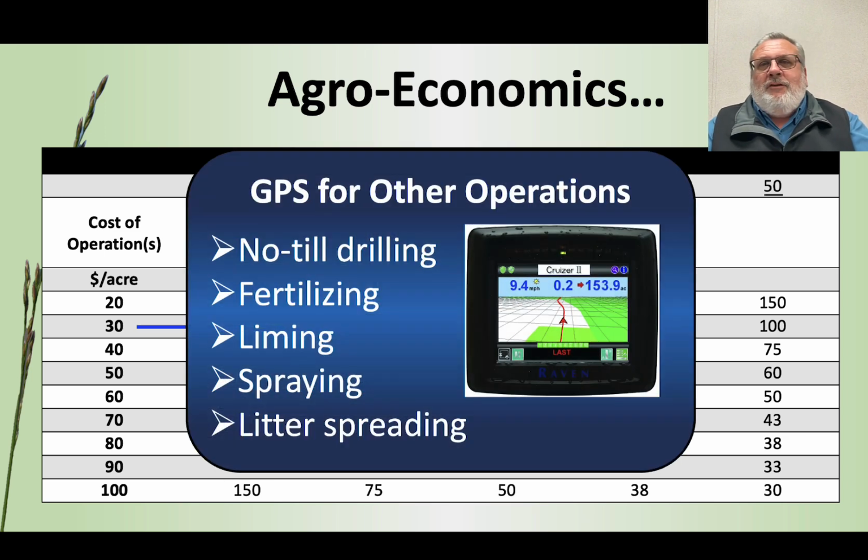Now, if we're using this unit for other things like no-tilling, where we can get lost in pastures when we're no-tilling, fertilizing, liming, spraying, anything that we need to do in a pattern in a pasture, we can recover the cost of this unit much more quickly.